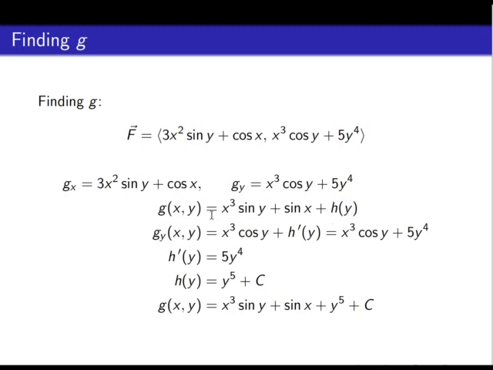Then take the partial derivative of this with respect to y like this: x cubed cosine y, plus, and the derivative of this is 0, then plus h prime of y. And match it with this one, x cubed cosine y plus 5y to the fourth. So x cubed cosine y, x cubed cosine y, those cancel, and you have h prime equals 5y to the fourth. So h of y is y to the fifth plus a constant. Plug this back into this formula. This tells us what g is.